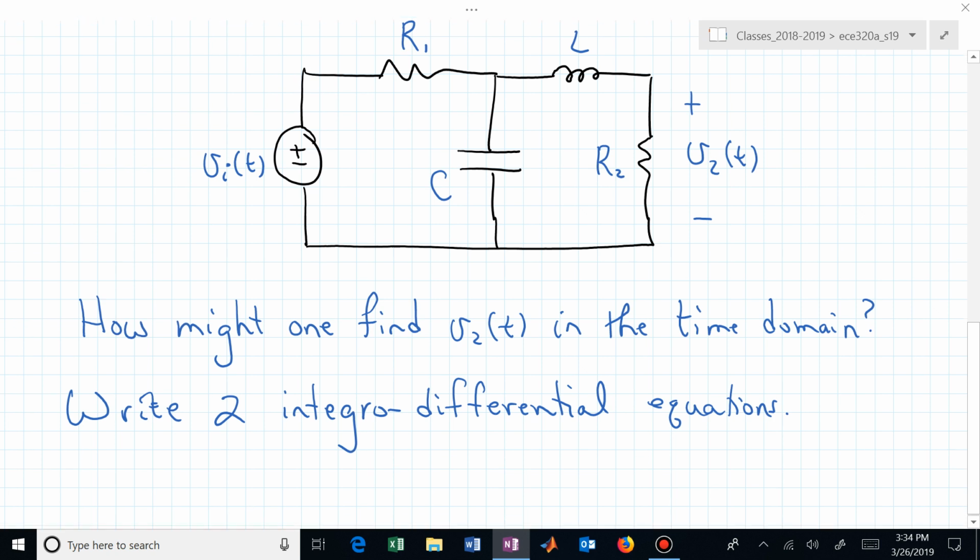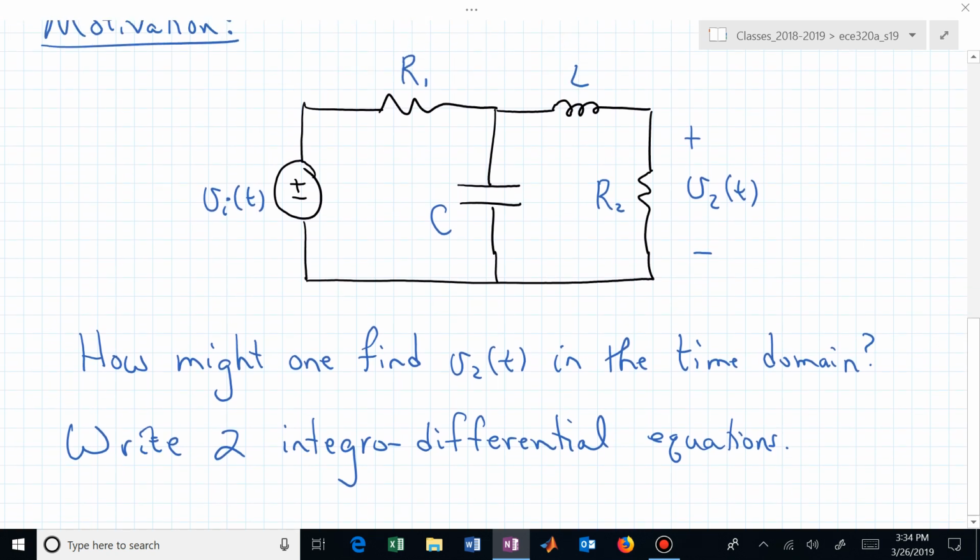And then let's say that you love to write mesh equations, and you found the current in that second mesh. Now you could find V sub 2 of t simply by scaling it by the resistor R sub 2, since you know Ohm's law. V sub 2 of t is just R sub 2 times I sub 2 of t, if I sub 2 of t is the current in that right mesh, if we were doing mesh analysis, for example.